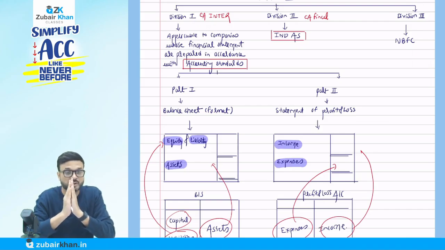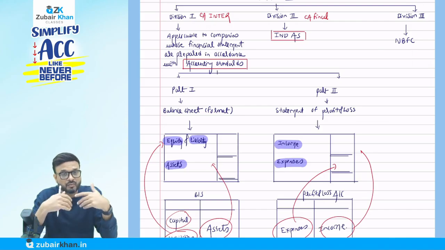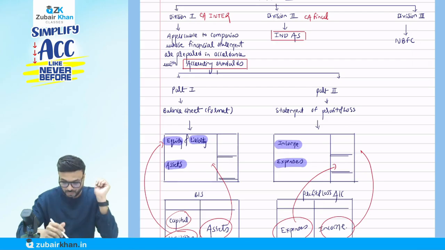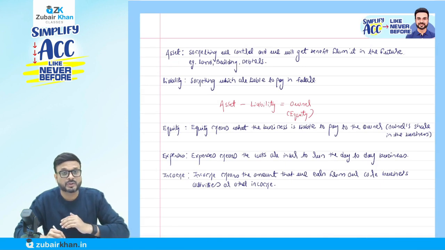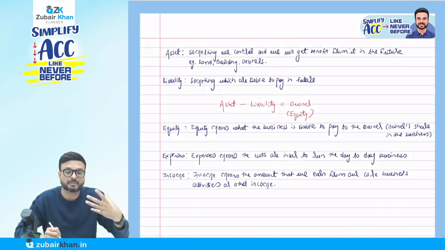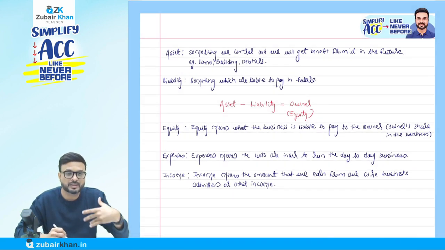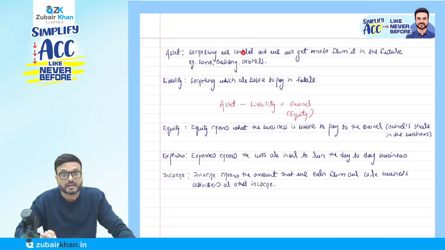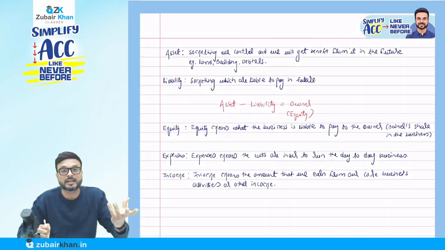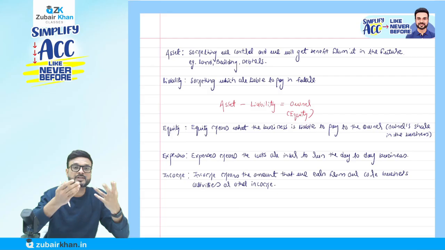So what we are going to do today, we will start with the balance sheet. I will discuss with you Schedule 3 part 1 balance sheet, and we are going to solve questions on it. Yes, we also discussed what we mean by asset. Here I have not written the definition of all these. In simple words I have written, what is an asset? Something we control and we will get the benefit from in the future. Like land and building, plant and machinery, debtors, we are going to receive the amount from them.